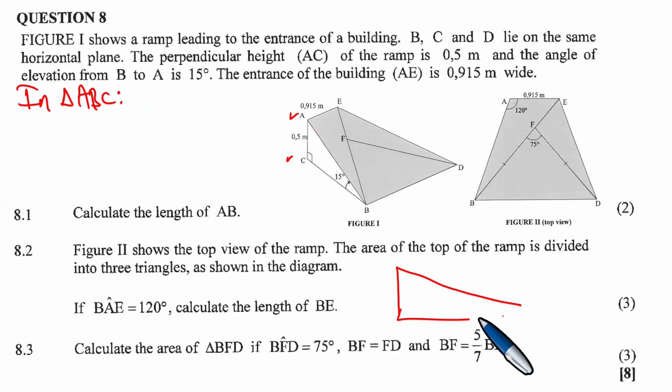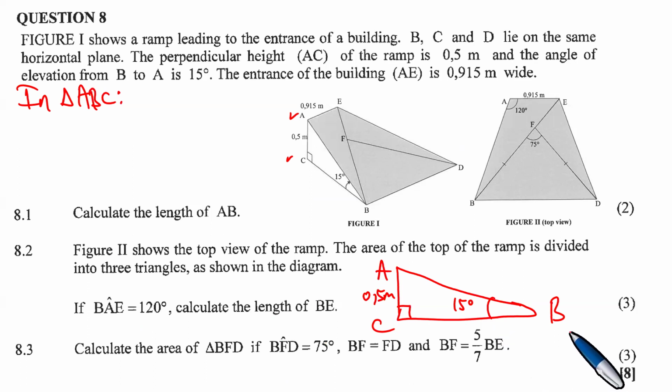So if you have the triangle like this here, this is C, this is A, and this is B. This is actually 15 degrees, and this angle is actually 90 degrees, and this side is 0.5 meters. The question you're asking is, what is the length of AB? What trigonometric ratio can we use here, Pehalelo?